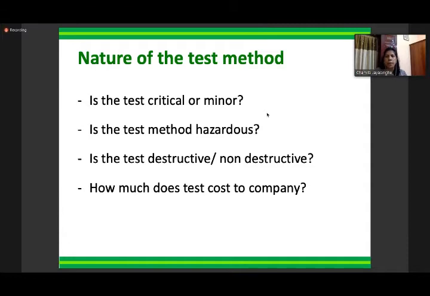So likewise, the nature of the test method is important, whether we can analyze the same sample or a different sample by using the same method. Therefore, is the test critical or minor, is the test method hazardous, is the test destructive or non-destructive. That means, can we use this method universally to analyze the sample. For example, if we want to measure the weight of the sample, yes, we can measure the weight of the sample by using the balance.